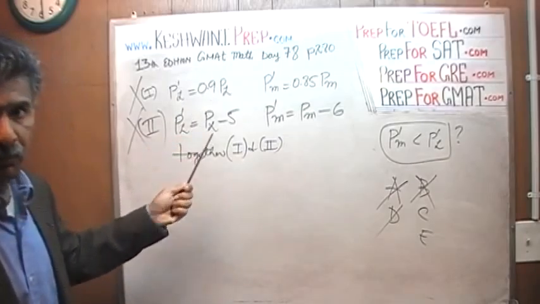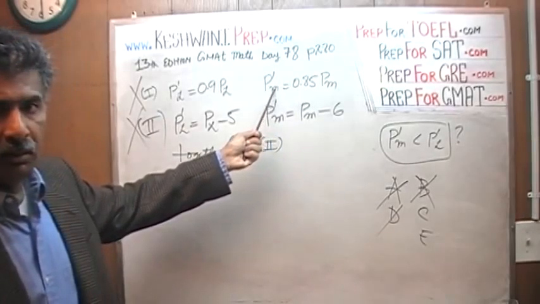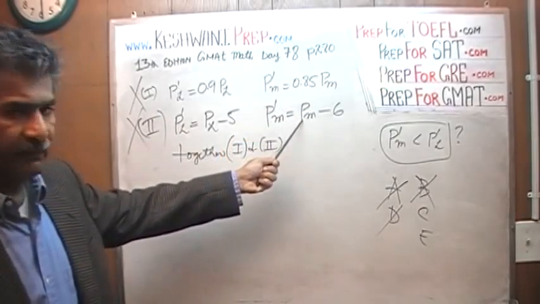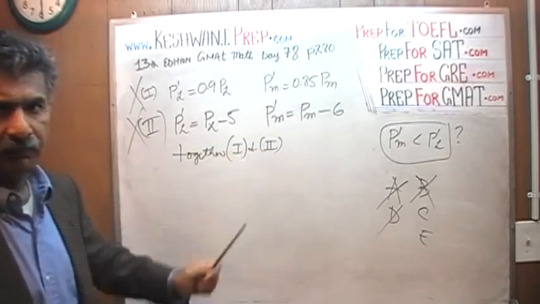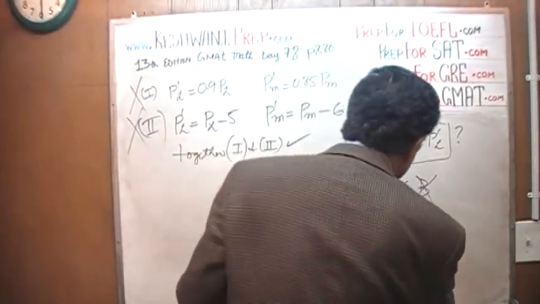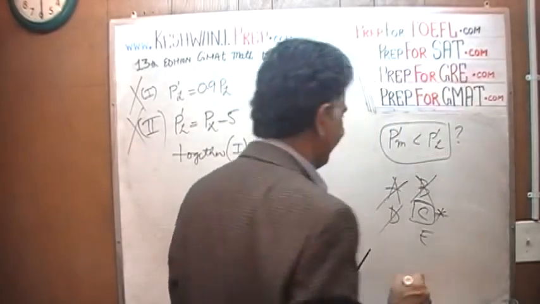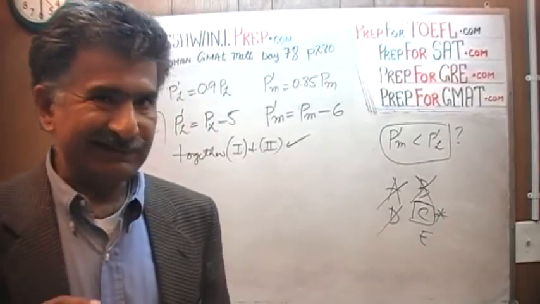Basically, we have two independent equations. Similarly, here we have two independent equations for the discount price at M and the regular price at M, P subscript M and P prime subscript M, and we can solve for both of them. It is enough information. Together, we can do it. Together, it can be done. The answer is C.